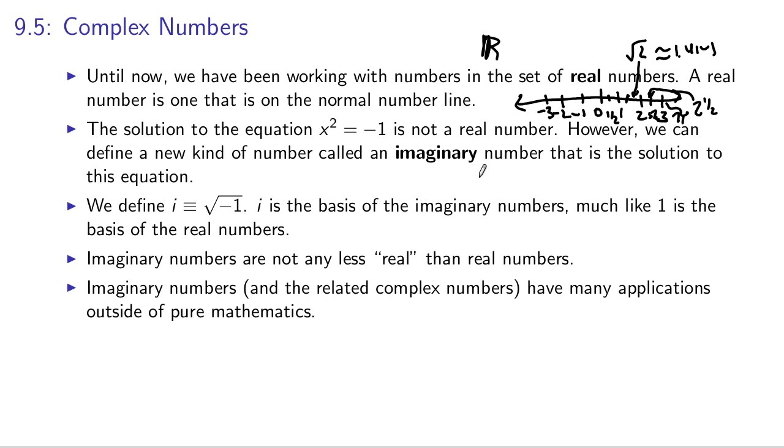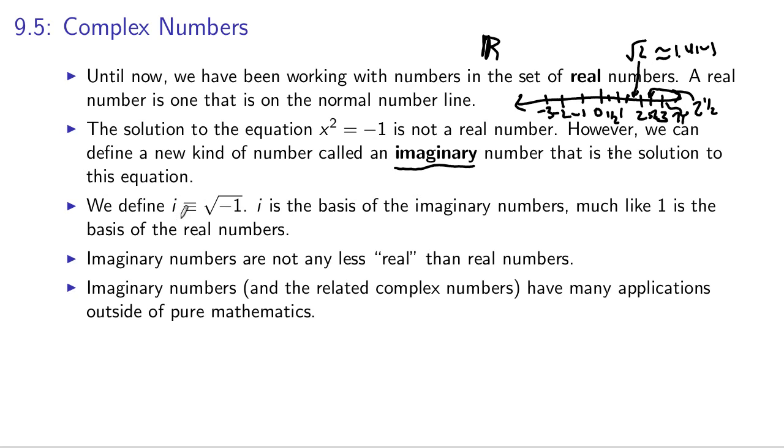The solution to the equation x squared equals -1 is not a real number. That number does not fit anywhere on this number line. However, we can define a new kind of number called an imaginary number that is the solution to this equation. Because we want to be able to solve these equations, they may have useful solutions for certain applications of quadratic equations. So to solve these, we invent a new kind of number. Invent is the wrong word. I guess we've discovered a new kind of number, and we call them imaginary numbers.